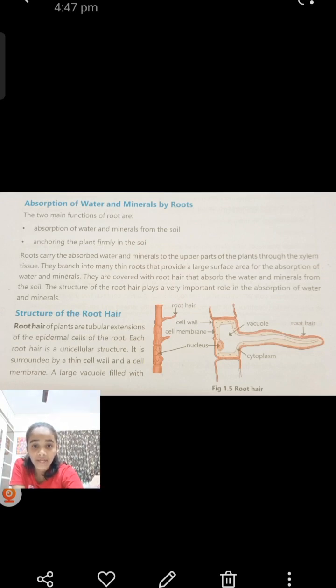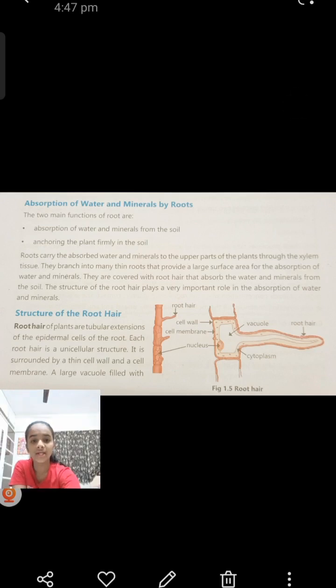Now, 44th question is, what does the structure of root hair play a very important role in? The answer is, the structure of the root hair plays a very important role in the absorption of water and minerals. Now let's see structure of the root hair.